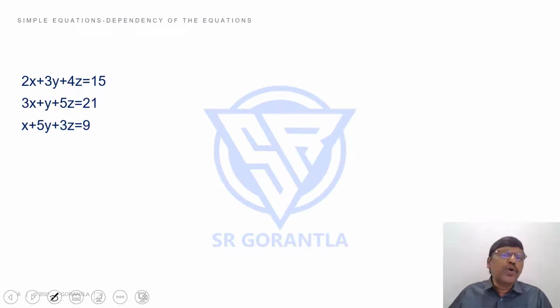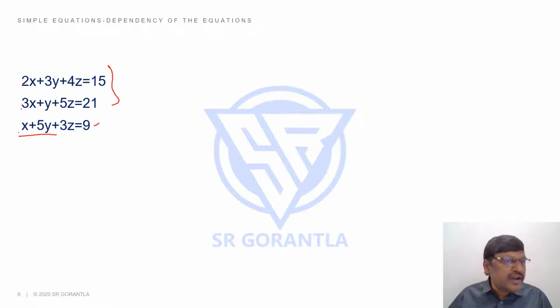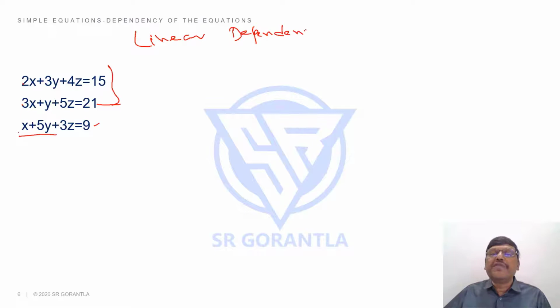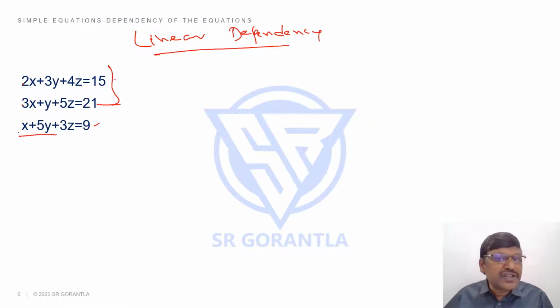Similarly here, how do I know they are not independent? Probably this equation is dependent on these two, or this equation is dependent on these two, or maybe this is dependent on any other; you can say any one equation is dependent on the other two equations, then they are not independent equations. Hence, we cannot solve the problem. Students, this concept we call linear dependency. What is linear dependency of equations? If one of the equations is dependent on the other two equations, we say that equation is linearly dependent on the other two equations.